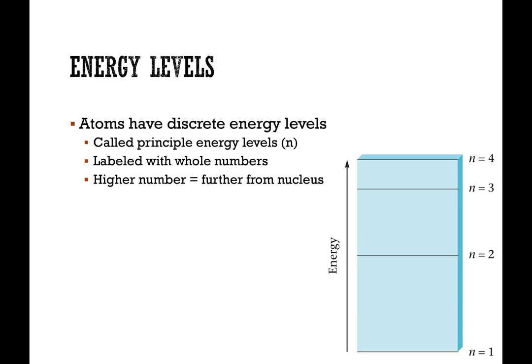Atoms have discrete energy levels. We know this from the emission spectrums. They are called principal energy levels. They are labeled N. So N equals 1 is energy level 1, N equals 2 is energy level 2, etc. The higher the number, the farther away from the nucleus the energy level is. So energy level 1 is closest to the nucleus, and then 2, 3, 4, 5, 6, 7 get further and further away.